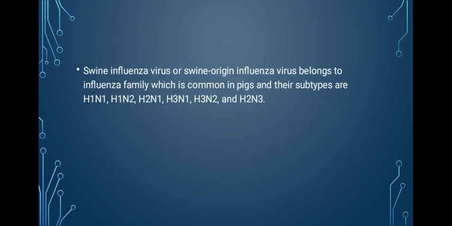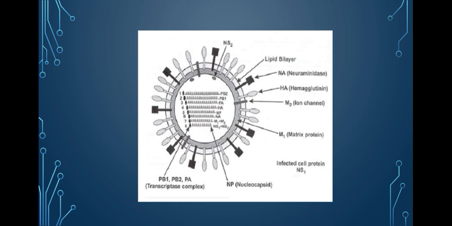Swine flu virus, or swine origin influenza virus, belongs to the influenza family which is common in pigs, and its subtypes are H1N1, H1N2, H2N1, H3N1, H3N2 and H2N3. You can see the structure: NS2, lipid bilayer, NA neuraminidase, hemagglutinin, M2 ion channel, M1 matrix protein, infected cell protein NS1, NP nucleocapsid, PB1, PB2, PA transcriptase complex.